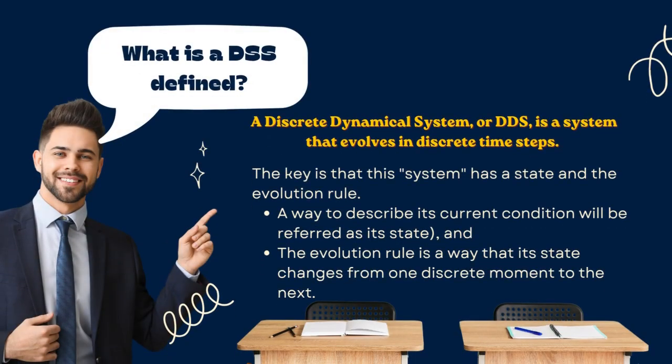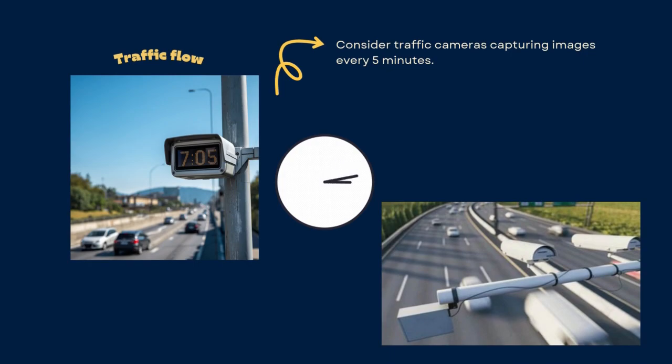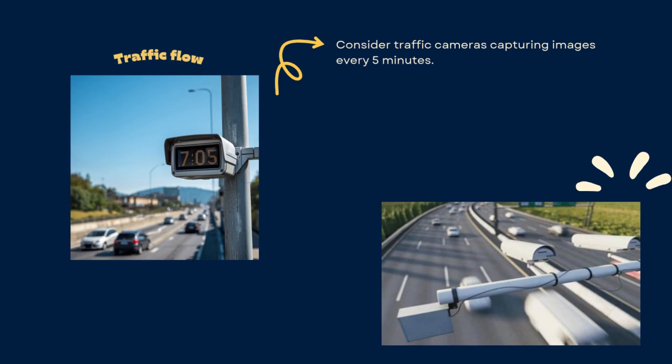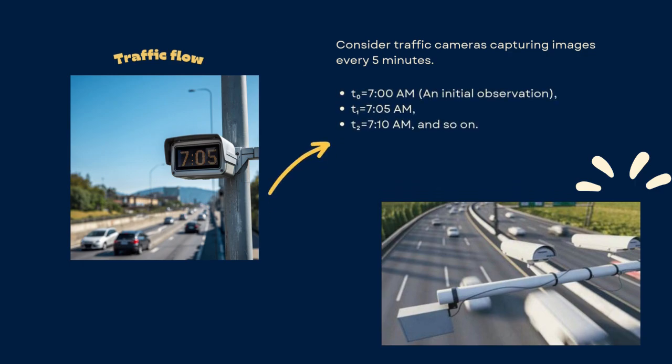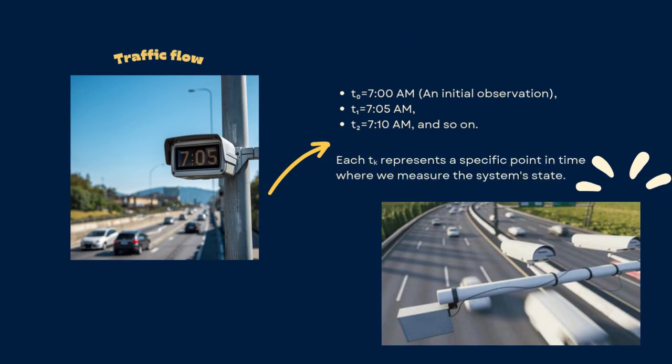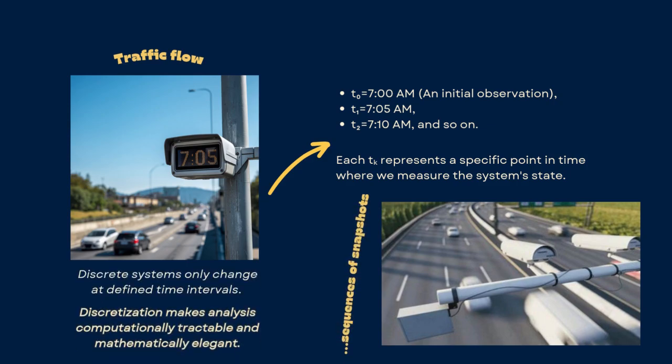Section 1. What exactly is a discrete dynamical system? Picture this. Imagine you've got a camera snapping photos of a busy highway every 5 minutes. That gives us these mathematically elegant, perfectly defined time intervals. Instead of watching an overwhelming, continuous video of the highway, that camera gives us observation 0 at 7 a.m., observation 1 at 7:05 a.m., observation 2 at 7:10 a.m., and so on. Each interval represents a very specific point, which we call t sub k, where we measure the state of the system. This is what makes tracking massive amounts of data entirely manageable.